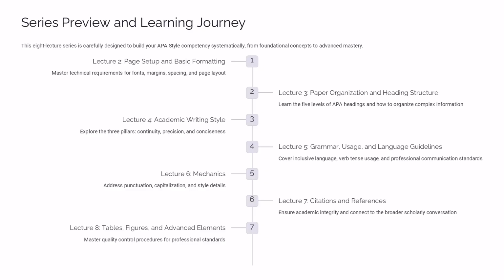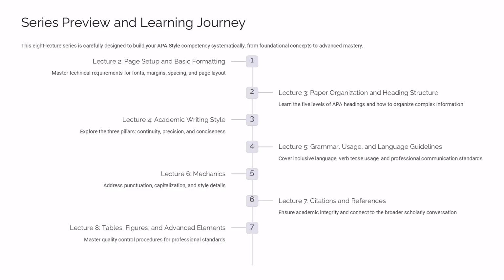Lecture 2 will cover page setup and basic formatting, where you'll master the technical foundation of professional academic papers. You'll learn precise requirements for fonts, margins, spacing, and page layout that create the visual framework for scholarly communication. Lecture 3 explores paper organization and heading structure, teaching you the 5 levels of APA headings and how to organize complex information for maximum clarity and accessibility.